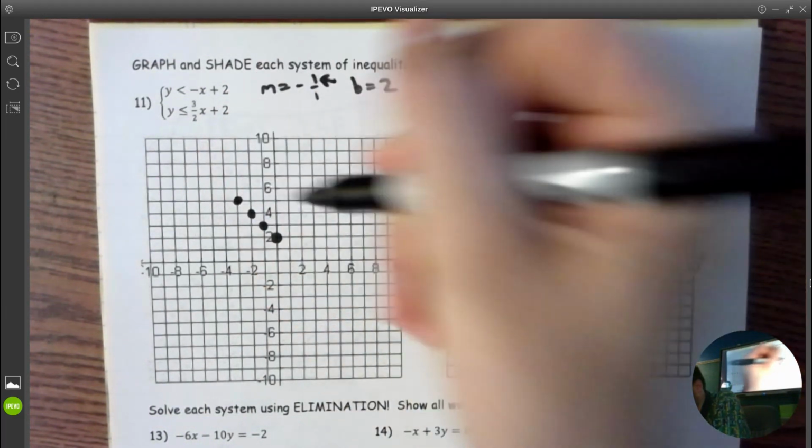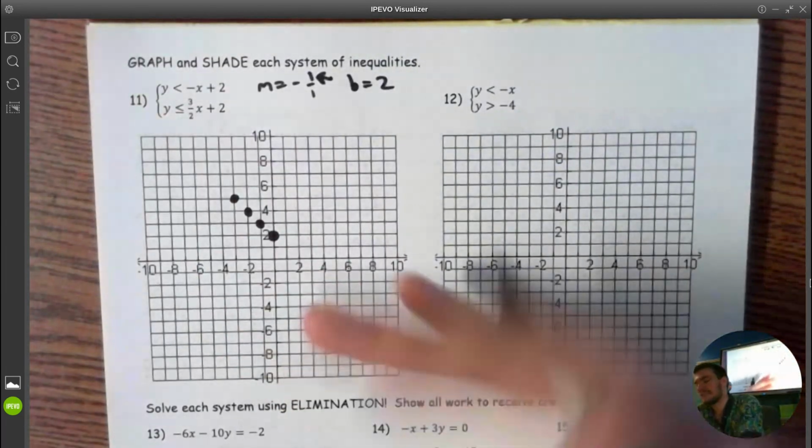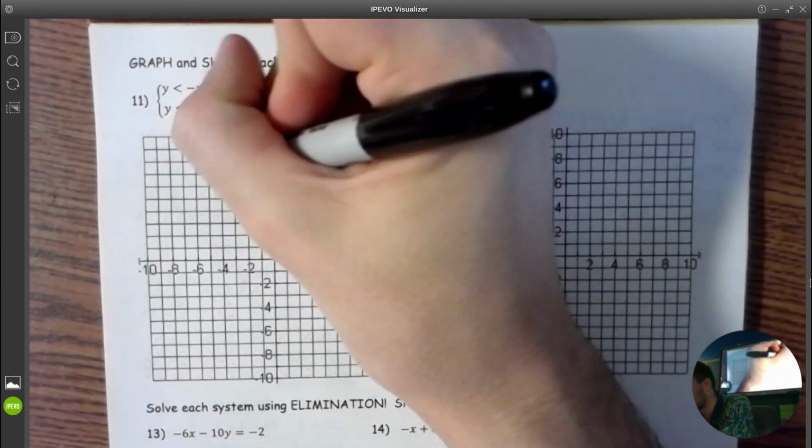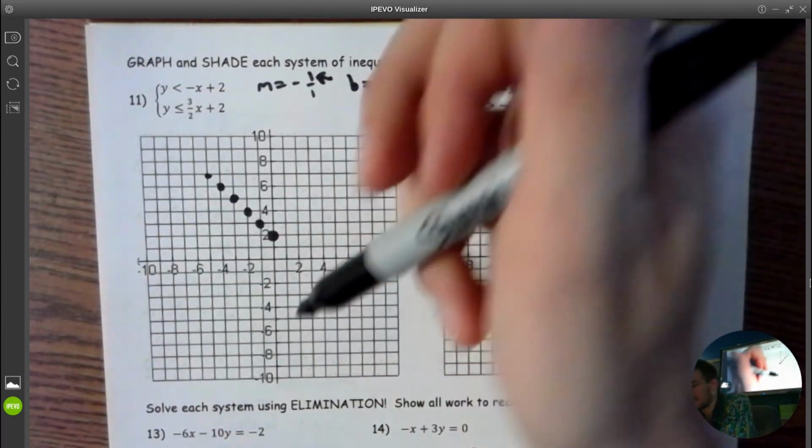For these ones, we don't need the perfect line. We're not looking for the exact intersection. We're just looking for the big shaded regions. So I don't need to do 100 dots. It's fine if you want to do a whole bunch of dots. But for these ones, it's more about the big picture than the preciseness.